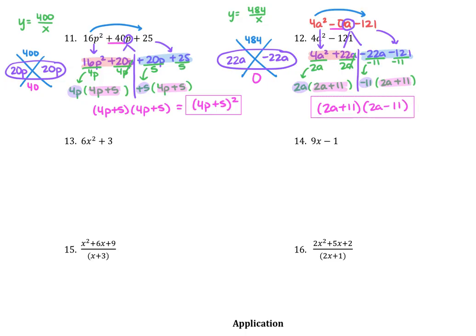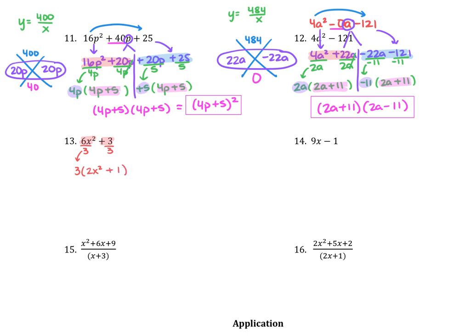Number 13, first thing I'm going to do is look to pull out a GCF. You can see that both of these have a 3 in common, so I can actually divide them both by 3. 6x squared divided by 3. Remember that 3 is going to go out in front of parentheses. That's going to leave me a 2x squared, and 3 divided by 3 would leave me a 1.